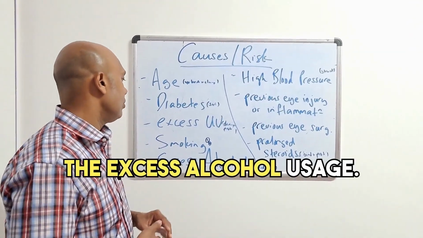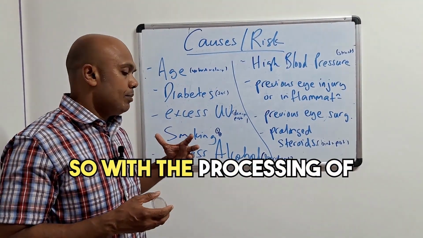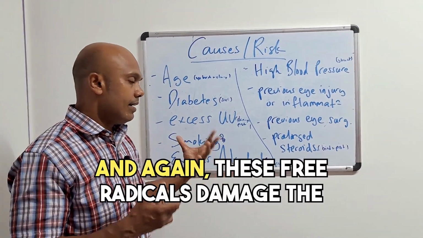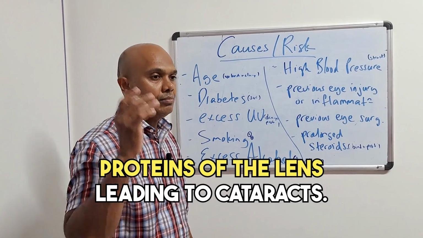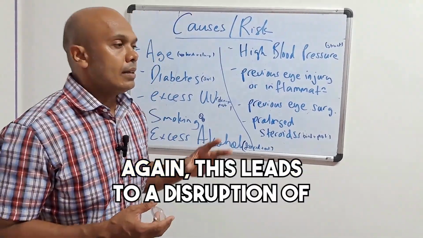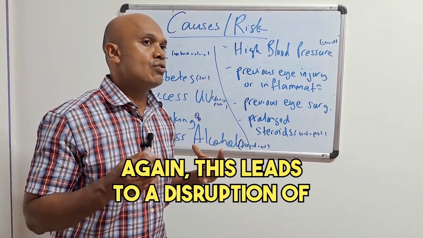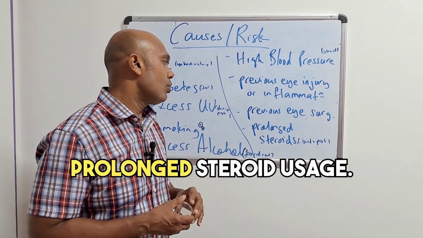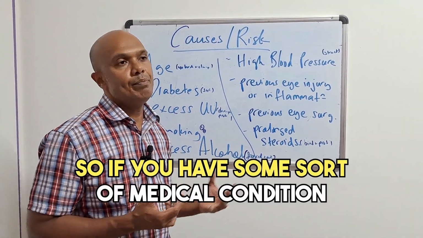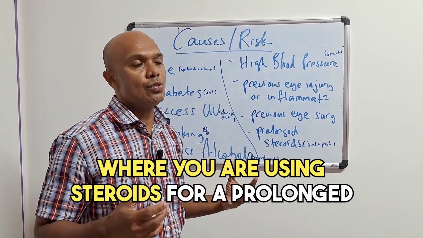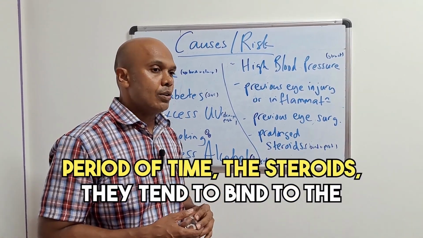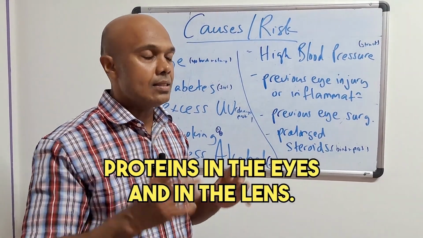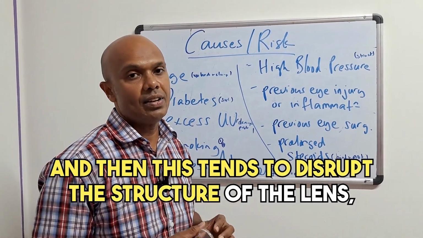Excess alcohol usage. The processing of alcohol by the body leads to a lot of free radical formation, and again, these free radicals damage the proteins of the lens, leading to cataracts. High blood pressure. Again, this leads to a disruption of the structure of the lens, leading to cataracts. I'll come to these two here in a while. Prolonged steroid usage. If you have some medical condition where you are using steroids for a prolonged period of time, the steroids tend to bind to the proteins in the eye and in the lens, and this tends to disrupt the structure of the lens, leading to cataracts.